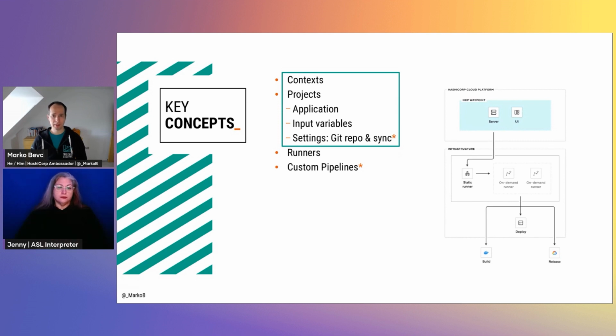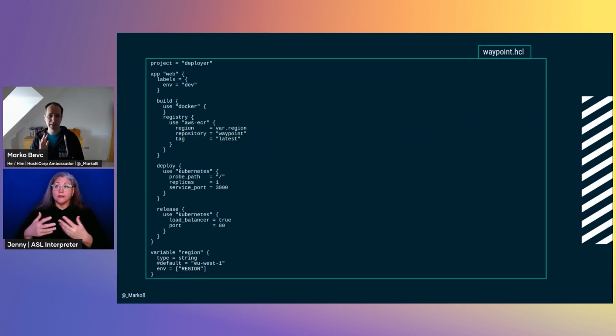Right. So let's quickly have a look at an example of the Waypoint manifest. This would be a very typical Waypoint HCL configuration file. As I said before, first we have to pick a project. I haven't been using a lot of imagination here, so my project in this case is called just deployer. Then within the project, I would define an app or multiple apps. In this case, I'm going to call my app web, and you can obviously set some labels on it.